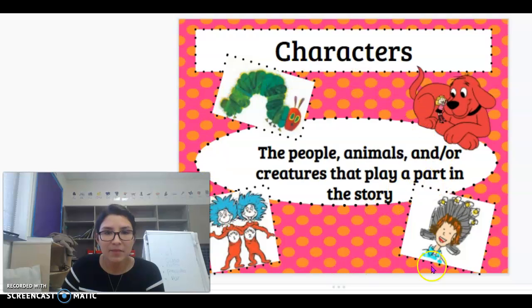So here are some examples. Here's the Very Hungry Caterpillar, Thing 1 and Thing 2, Amelia Bedelia, and here is Clifford. Okay, so these are different characters in these stories, right? Some books you're going to have characters where it's a talking cup, or some characters are going to have creatures, or a talking dog, or just people, right? So it just depends on what you're reading. It depends on if it's realistic fiction, fiction, nonfiction, just depends what you're reading.